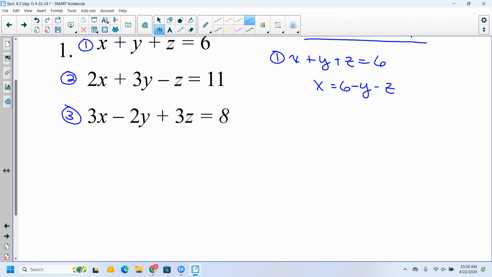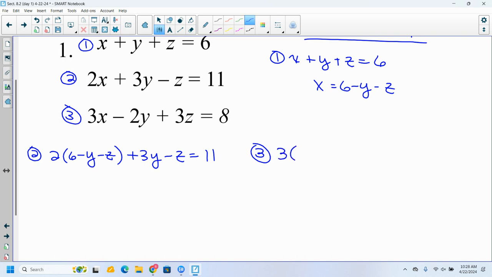So for equation 2, I'm going to take the x out. Put in 6 minus y minus z plus 3y minus z equals 11. And for equation 3, I'm going to make it 3 times 6 minus y minus z minus 2y plus 3z equals 8.